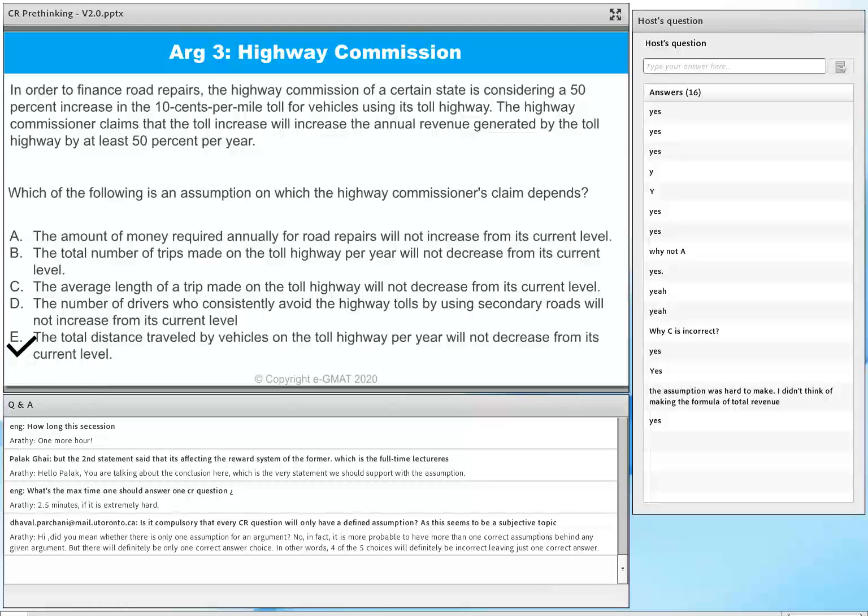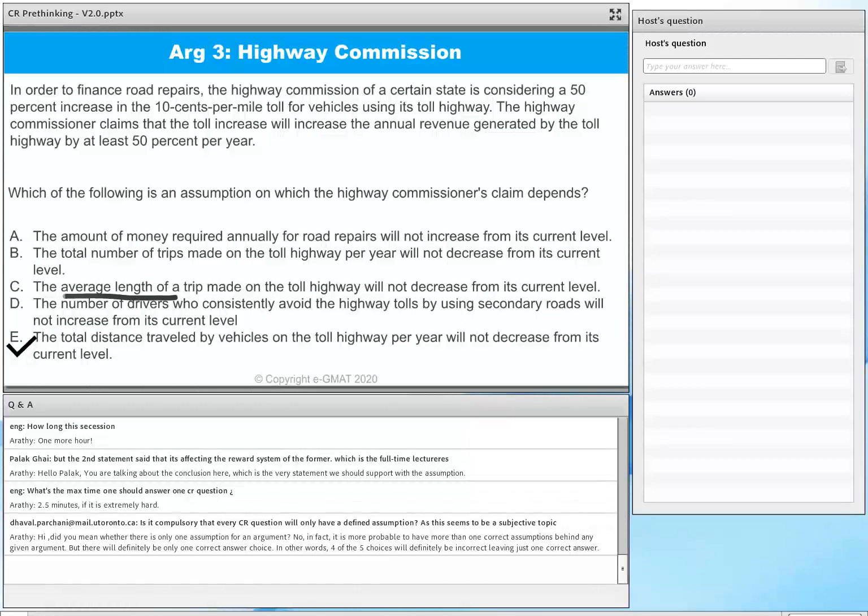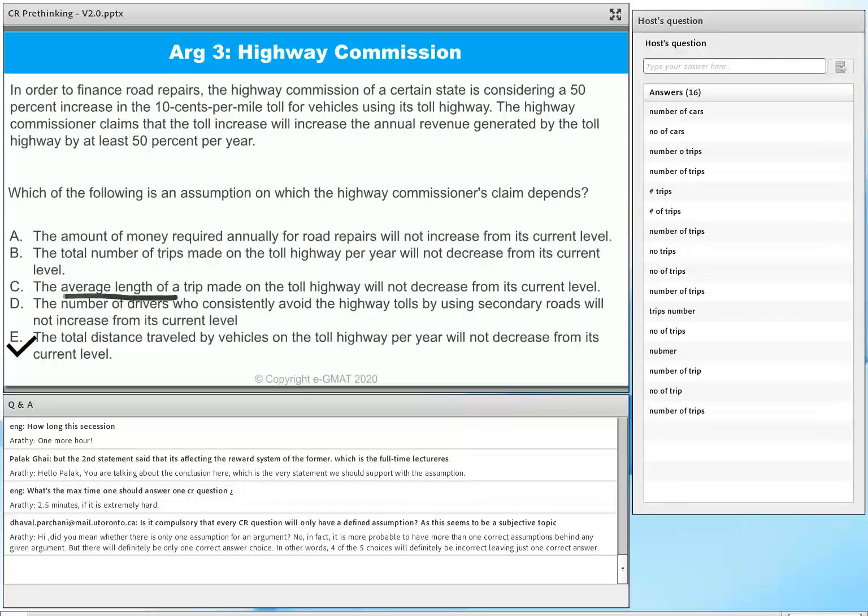Choice C, average length of the trip. If average length goes down, what will compensate? Number of trips, yes. B and C are complementary. They just attack only a part of the problem. Both of them are not must be true. The number of drivers consistently avoid. The same reason choice D is incorrect: if more people start to ignore, so what? The people who go there could actually be traveling longer.